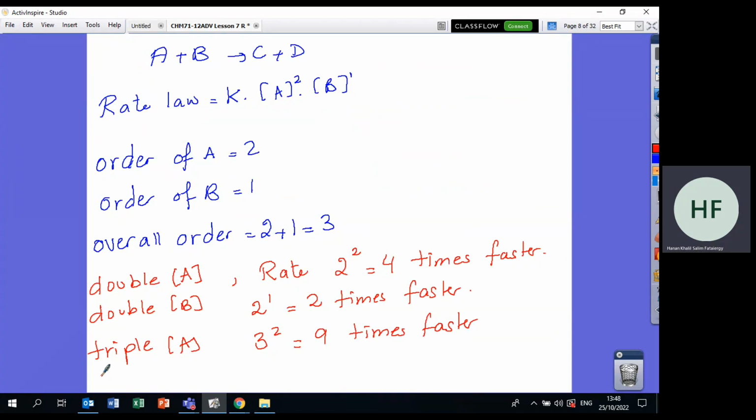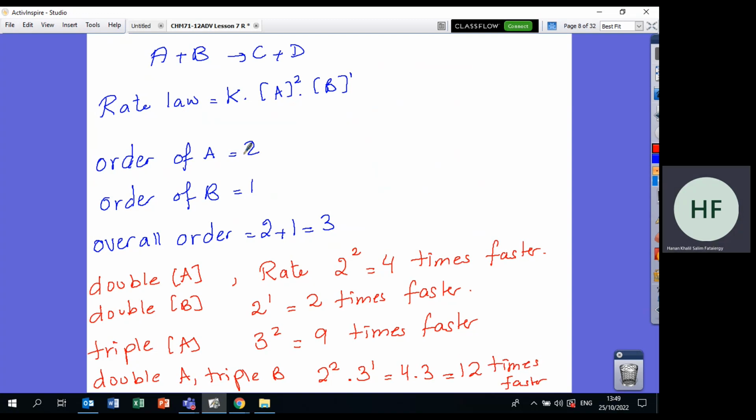Now what happens if I double A and triple B? Okay, double A, I will put instead of A 2. 2 square times, be careful, this is times, not plus, okay? Triple B, I will put instead of B 3. 3 power 1. 2 square is 4 times 3 power 1 is 3. This is equal to 12 times faster.